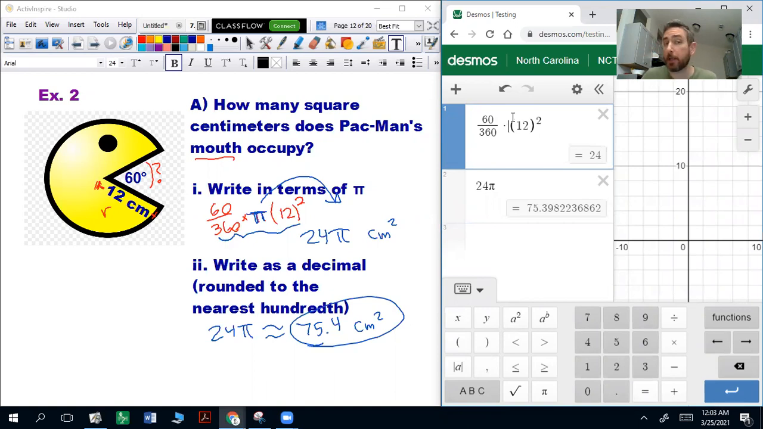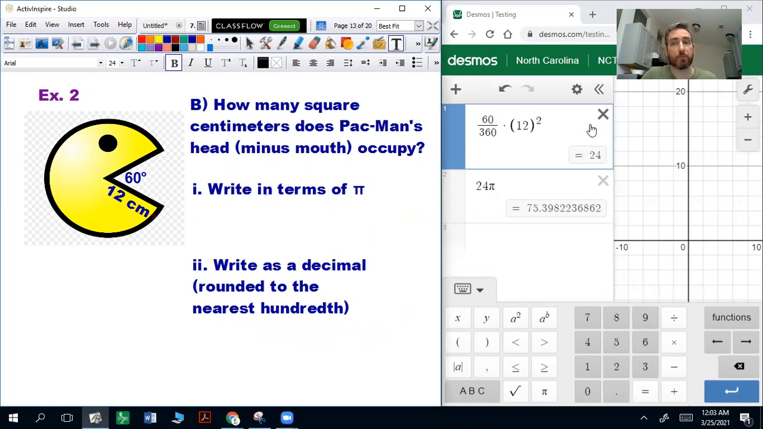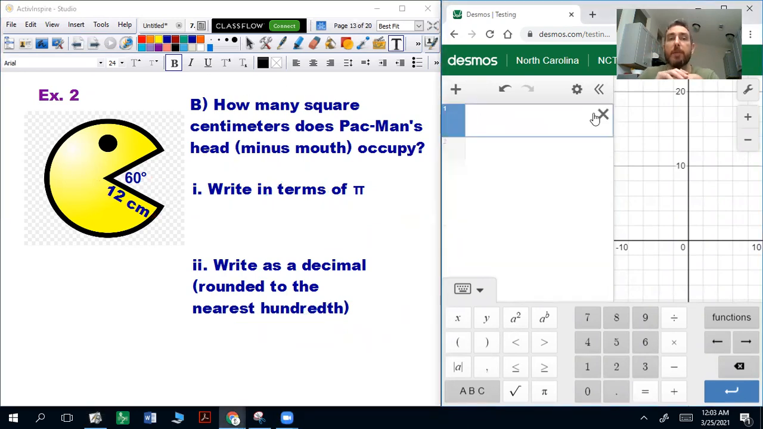All right, let's look at the Pac-Man portion, the non-mouth portion. Second part of this. How many square centimeters does Pac-Man's head minus the mouth occupy? Write it in terms of pi. So we're going to just kind of do the other portion of it, right? This is 60, so this portion of it will be whatever 360 minus 60 is, right? Well, that's 300.